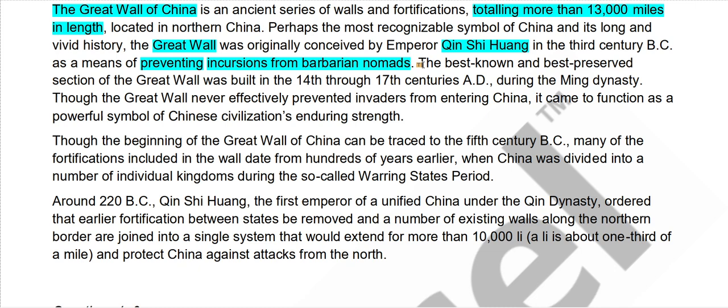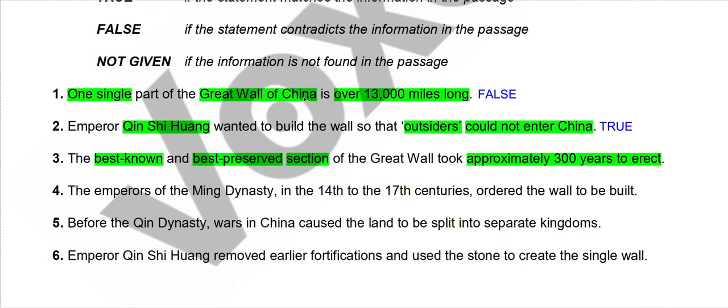Reading ahead, the best known and the best preserved, these are our keywords. Section of the Great Wall was built in the 14th through 17th centuries AD during the Ming Dynasty. As you should know, a century consists of 100 years. So from the 14th through 17th century, these are like 3 centuries. So we will say 300 years approximately. So the answer to this should be true.